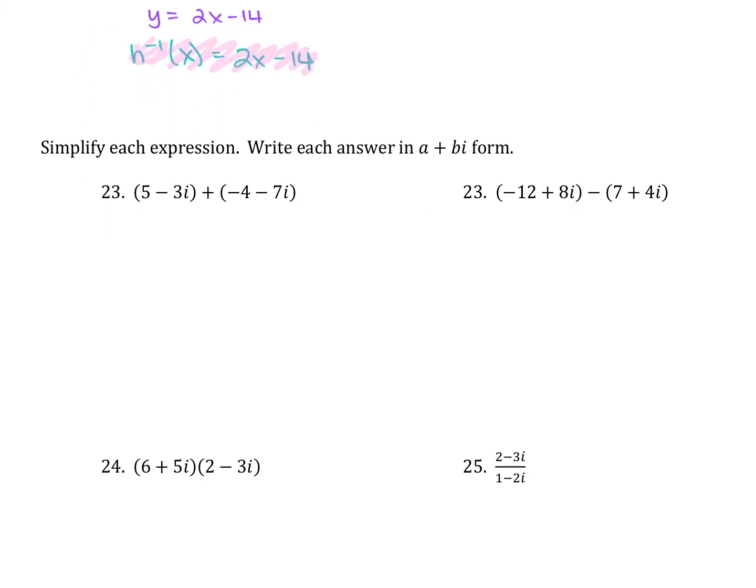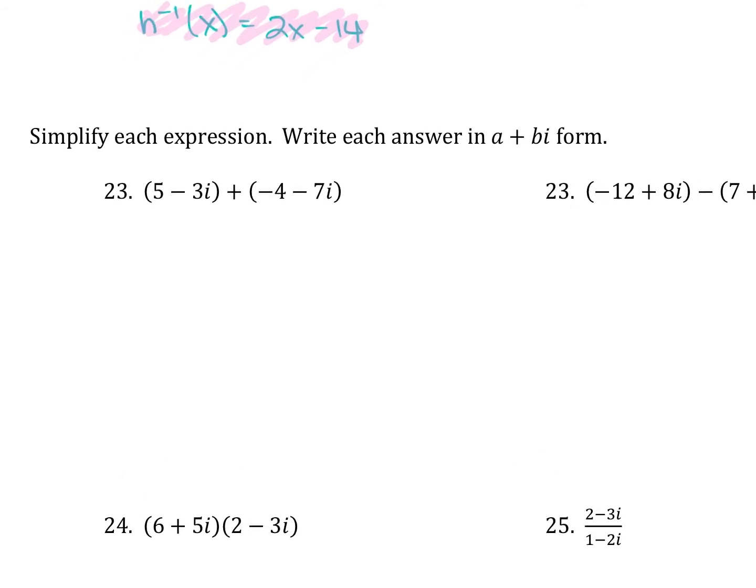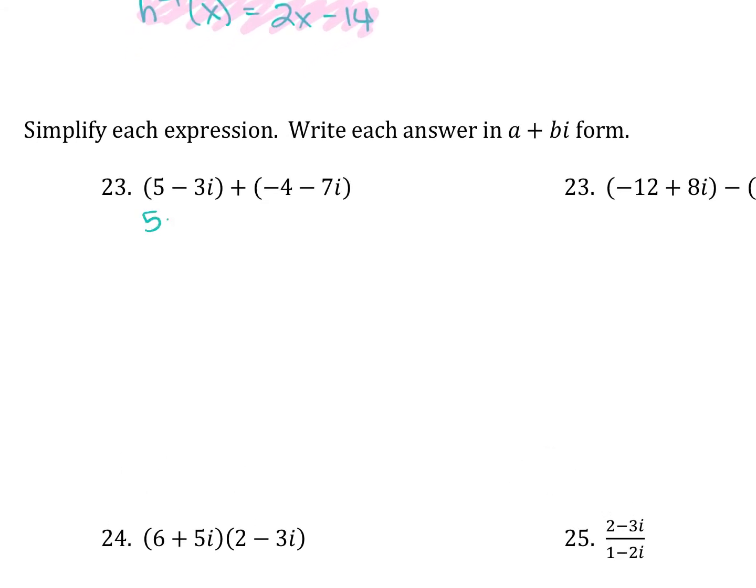For 23 through 25, we're simplifying each expression and writing our answer in the form of a plus bi. For 23, you have 5 minus 3i plus negative 4 minus 7i. There's addition between these two sets of parentheses, so we can just rewrite it as 5 minus 3i plus negative 4, or minus 4, minus 7i.